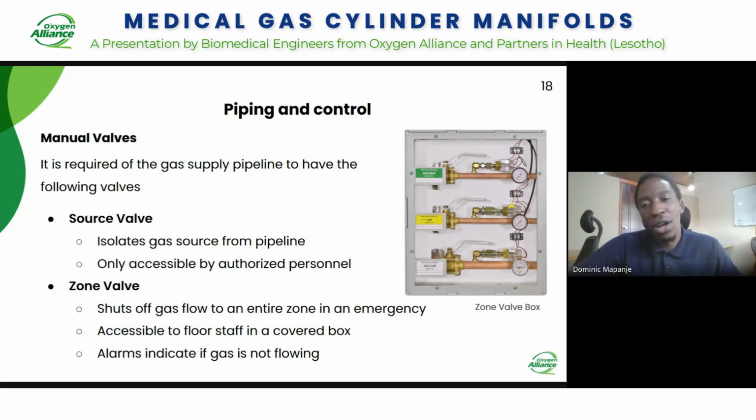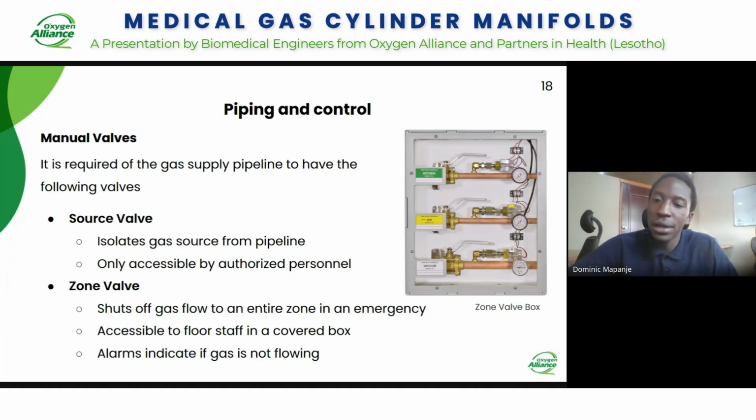And then you also have valves. You need to have 4 valves when you have the system of manifold and the pipelines. These 4 valves are required: the source valve, the zone valve, the isolation valve, and the service valve.